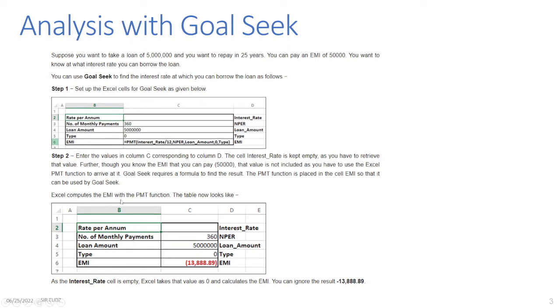Excel computes the EMI with the PMT function, and the table now looks something like this, since we don't have the interest rate yet. As the interest rate cell is empty, Excel takes that value as 0 and calculates the EMI. So you can just ignore the result, which is negative 13,888.89.